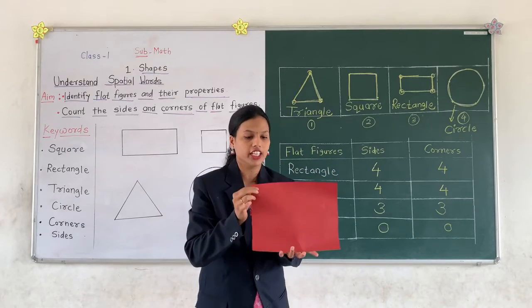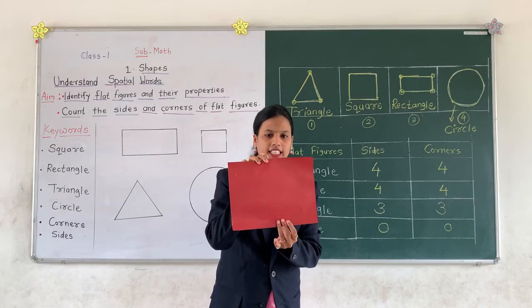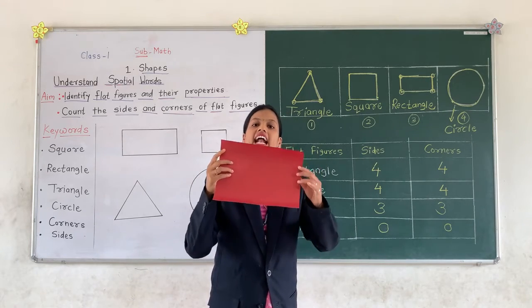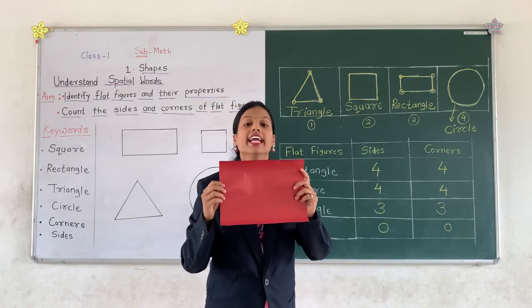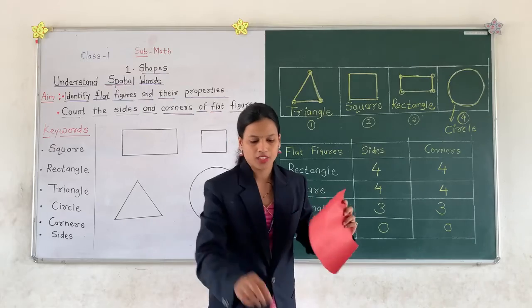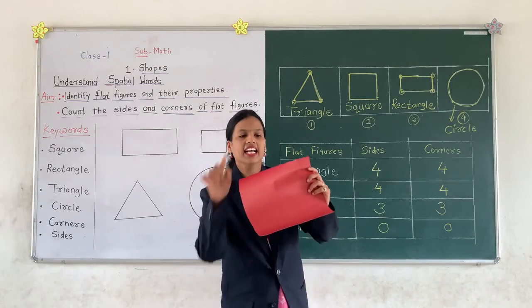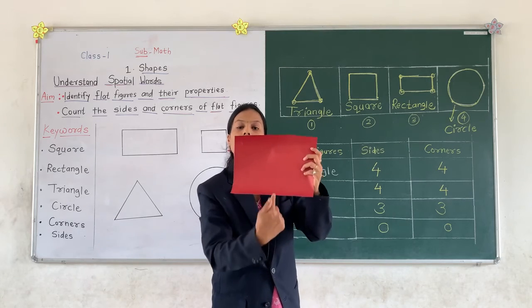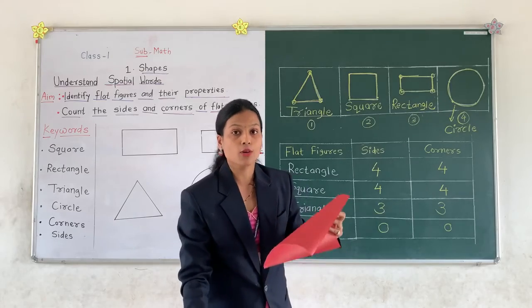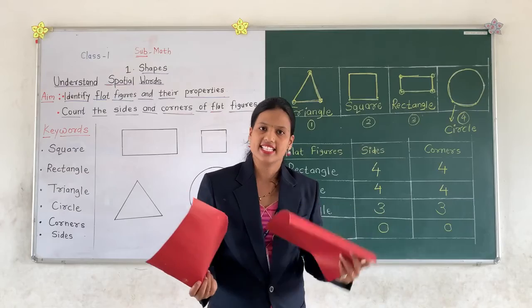If you see carefully, only the top side and bottom side have the same length, and the length of the right side and left side is the same. It means, how can you identify between square and rectangle? In a square, all sides are equal in length and in the rectangle, only opposite sides are equal in length. So this is the most important point to identify the square and rectangle.